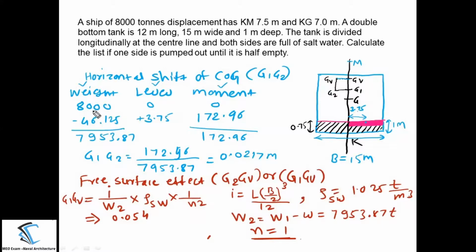So the first weight is 8,000 ton, that is the weight of the ship. Now the total weight of the ship is acting through the center line only, so there is no lever. So that will be 0 here. So the movement generated because of the weight about the center line will be 0 obviously.